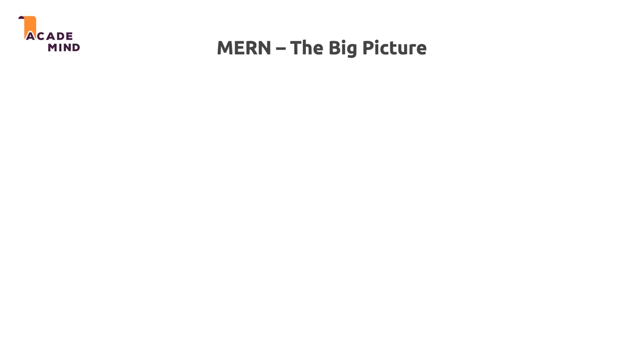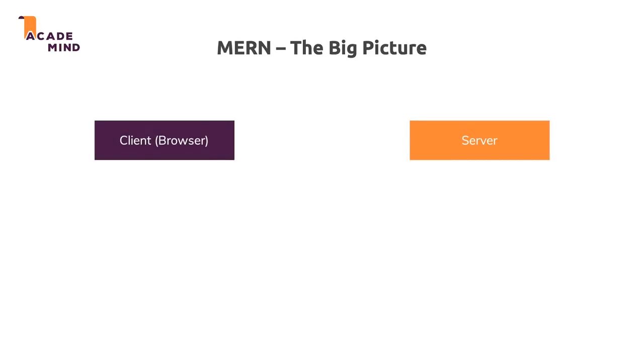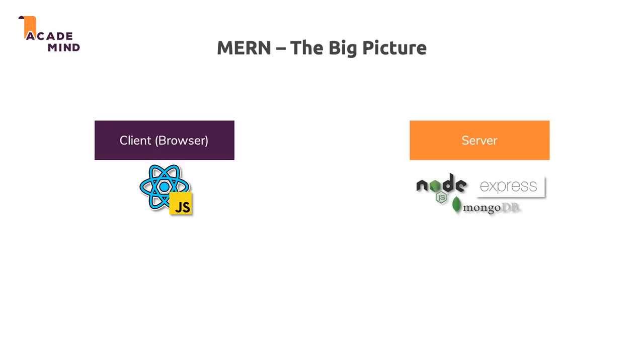So we learned about the individual technologies. What's the big picture then? How do these things work together? Now we can differentiate between the front end and the back end if we want to, or client and server. What happens on the client is our front end. What happens on the server side is our back end. And on the client, we use JavaScript, or specifically ReactJS, to build an amazing user interface. On the server side, we use Node, Express, and MongoDB.